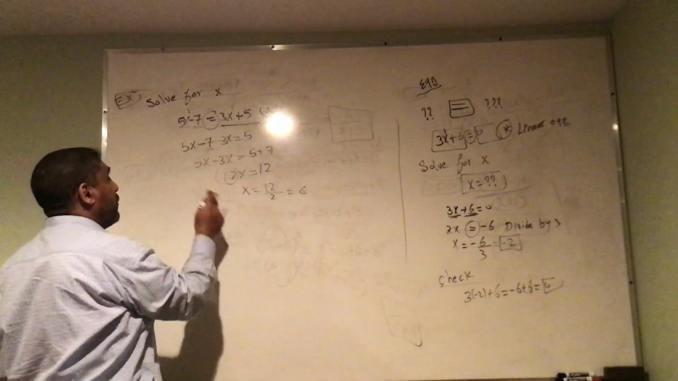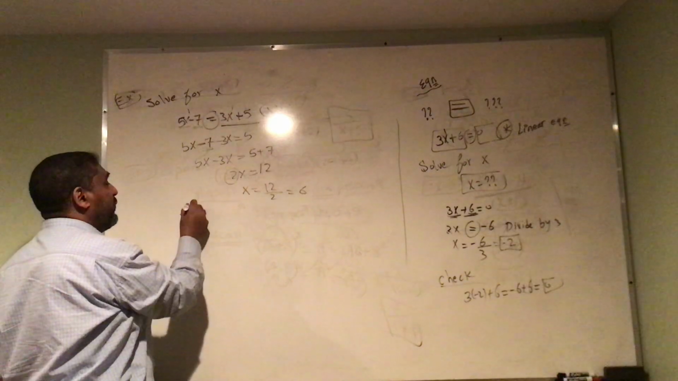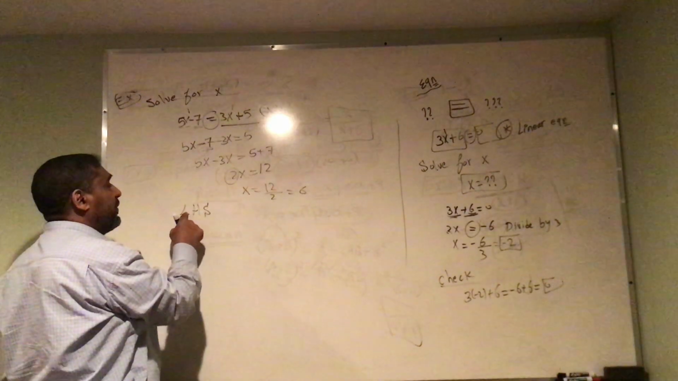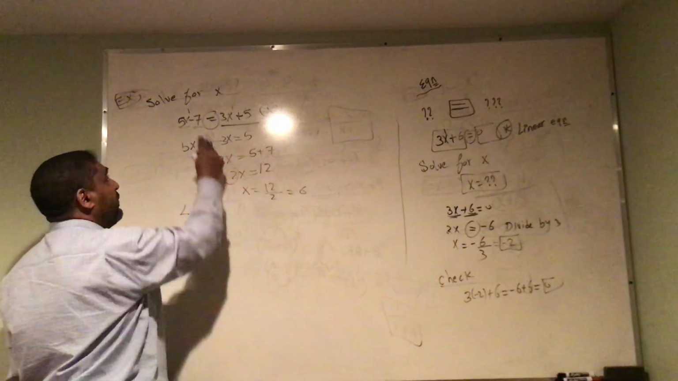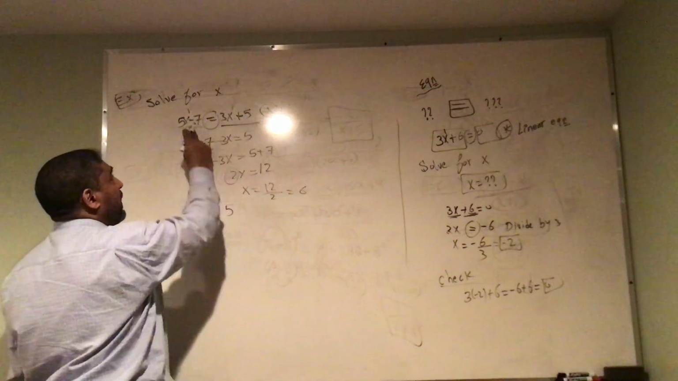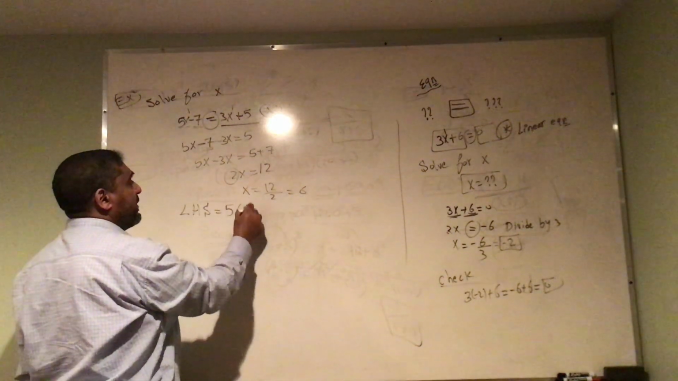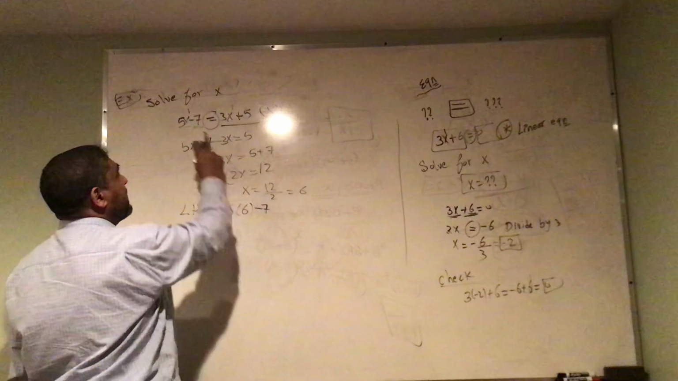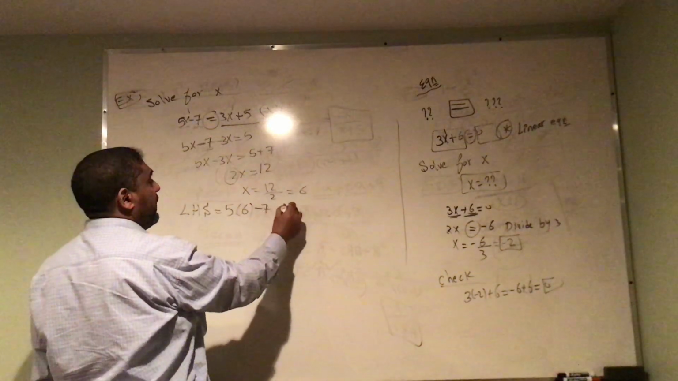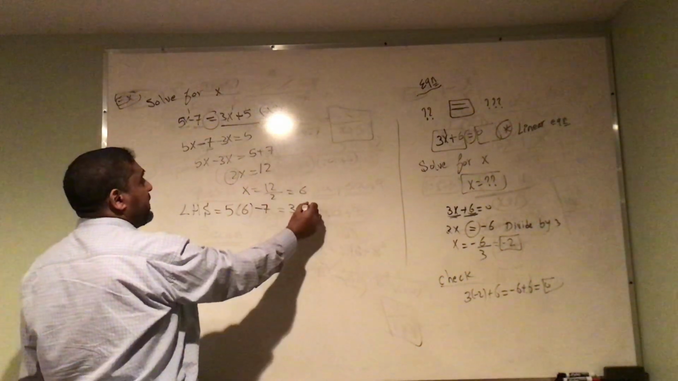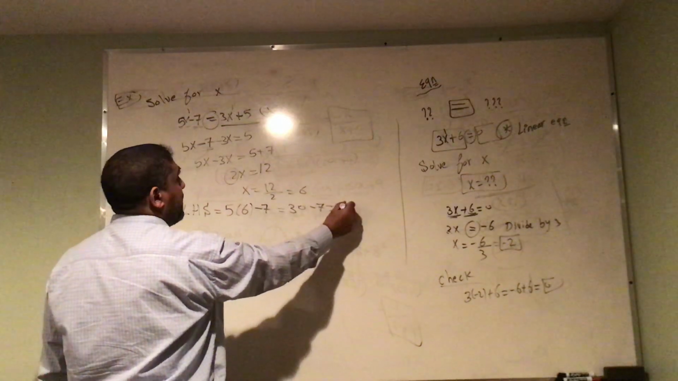So how to do that? You go back here, guys. Let me call this the left-hand side. What is the left-hand side here? It's 5 multiplied by x. What is x? Just 6, minus 7. If I simplify this, you get 30 minus 7, so you have 23.